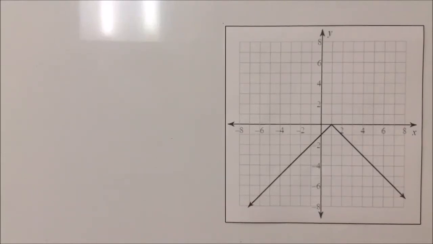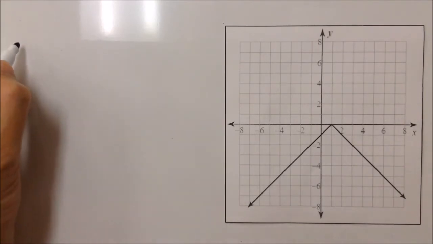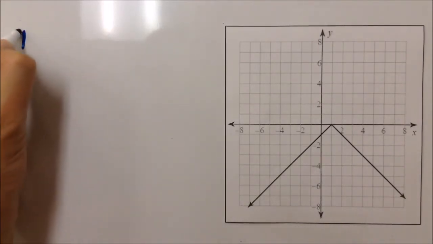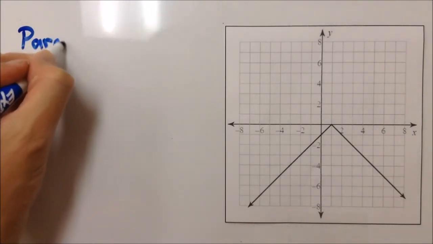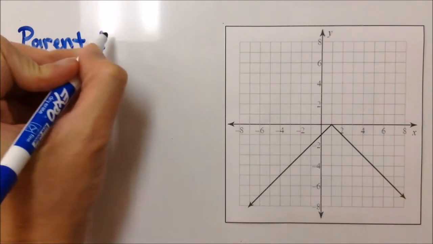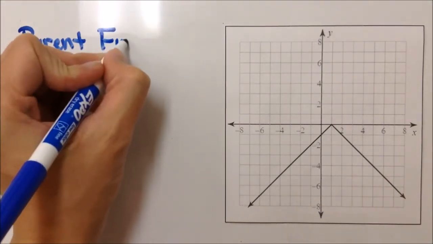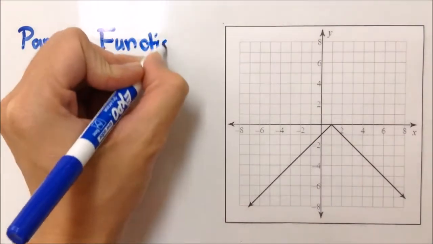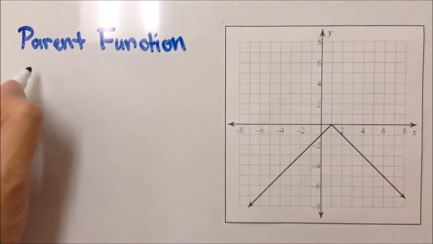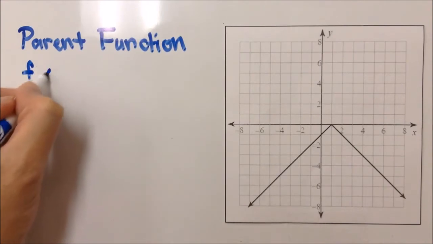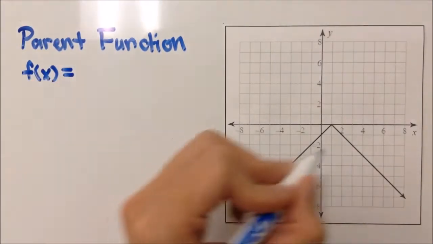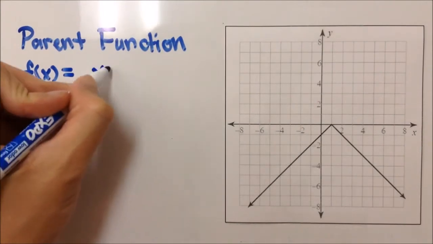In this part, we are going to write transform equations with the given graphs. So in our first example, we have a graph of absolute value. So let's write out the parent function. I'm going to write parent function here, which is f of x equal the absolute value of x.